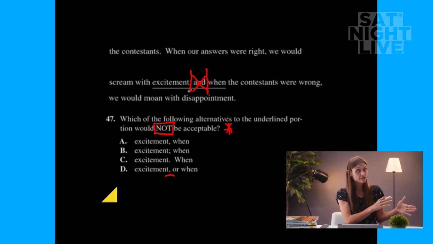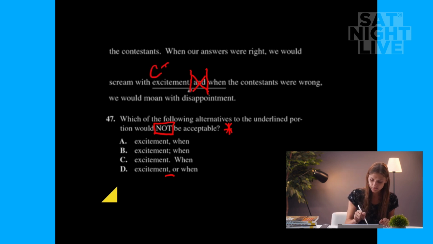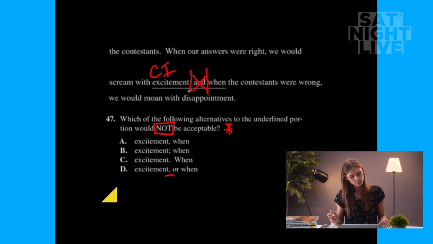And we want to ask ourselves, is the first part complete or incomplete? So breaking it down again. When our answers were right, we would scream with excitement. That's complete. So now let's look at the next part. When the contestants were wrong, we would moan with disappointment. And that's also complete. So now we have two complete ideas. So what we need is a punctuation that can separate two complete ideas. What we don't want, the one that would not be acceptable, which would be our answer choice, the correct answer here, is the one that can't be used to separate two complete ideas.